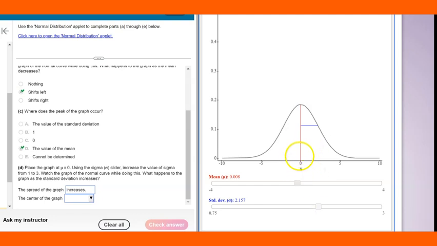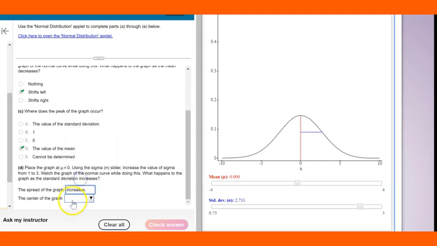That means the center of the graph does not change, but the graph is spread out more as the standard deviation increases. Therefore, the spread of the graph increases, and the center of the graph is unchanged. Okay.